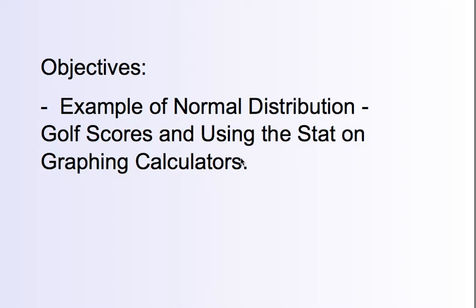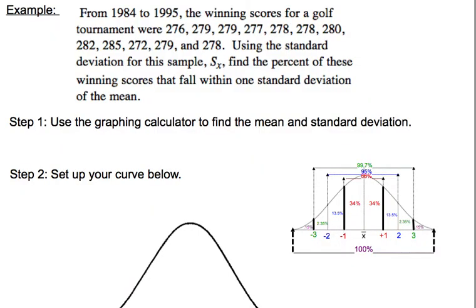This is an example of a normal distribution of golf scores, and we're going to go ahead and use the graphing calculator with one variable statistics to find out some percentage problem. So we want to find out what will be one standard deviation from the mean if we're given these golf scores. So let me read it to you.